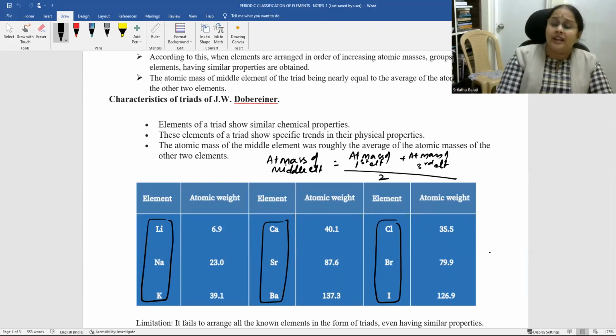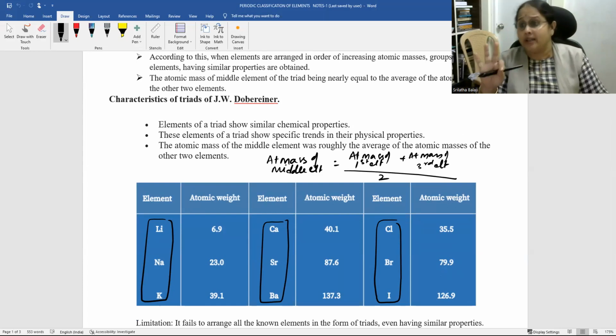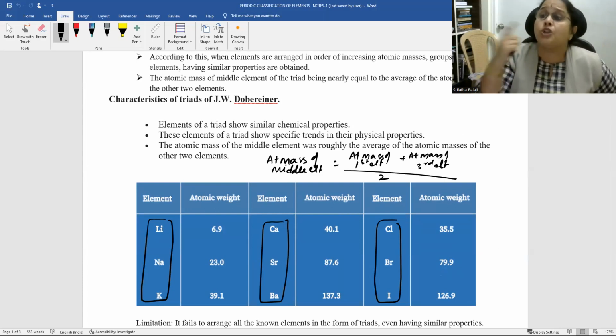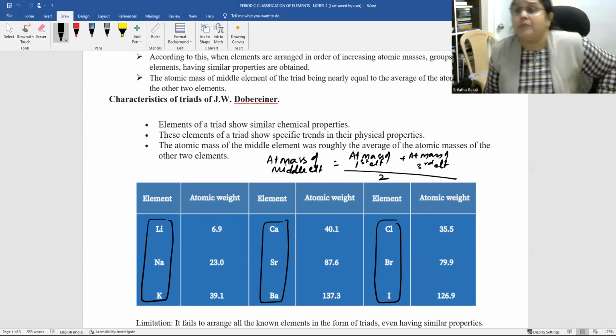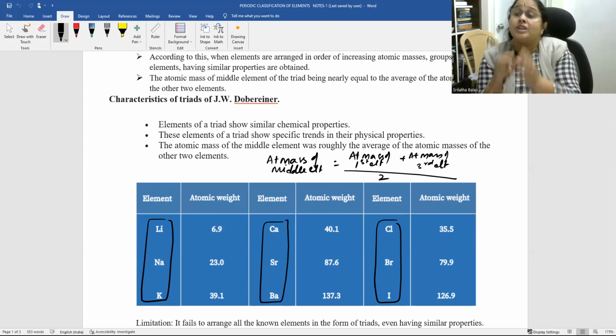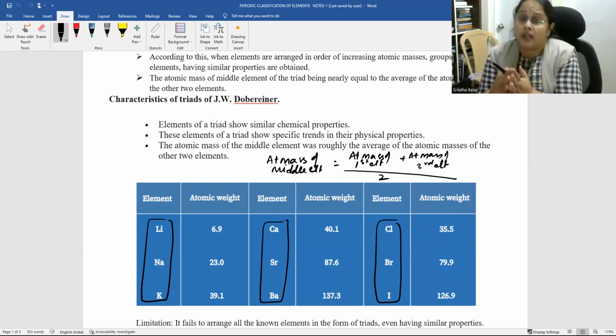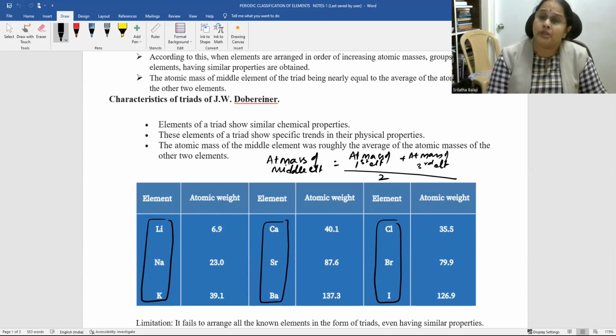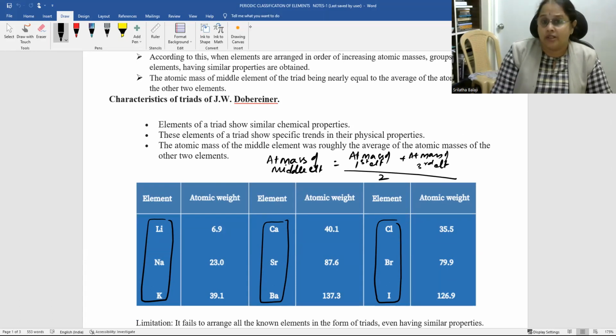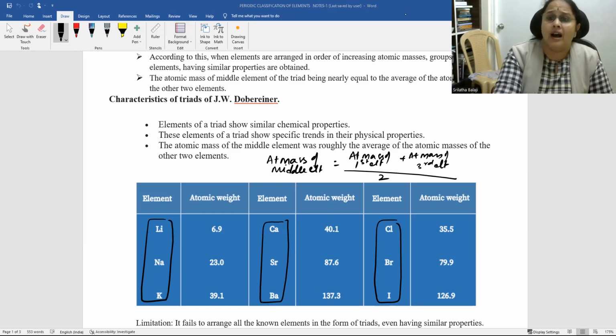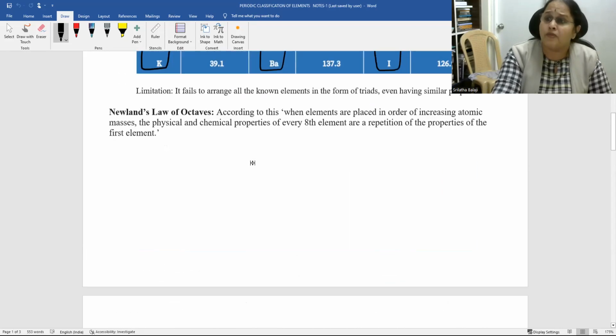So likewise, he created successfully only three triads. So it's important to note which triads are they. A set of three elements. The first one is lithium, sodium, potassium; calcium, strontium, barium; and chlorine, bromine, iodine. So these three are important for us. Okay, to note. Is that clear? Beyond this, he could not extend his theory, so his concept failed.